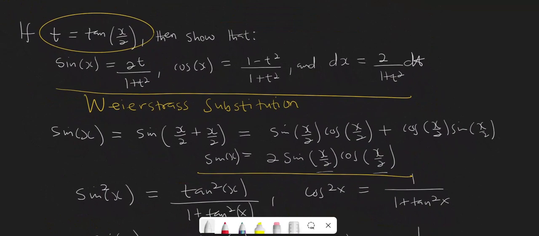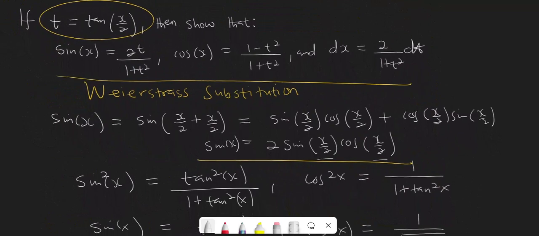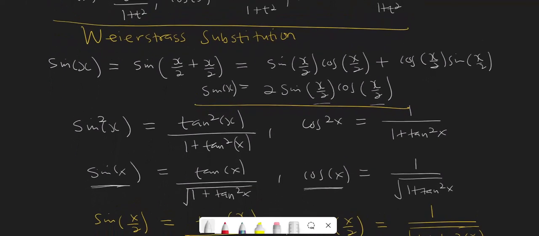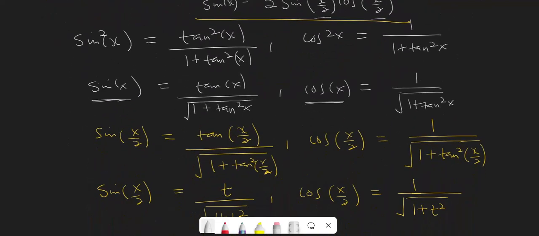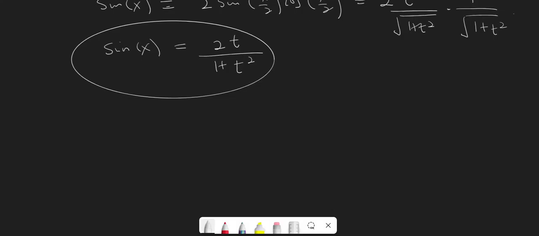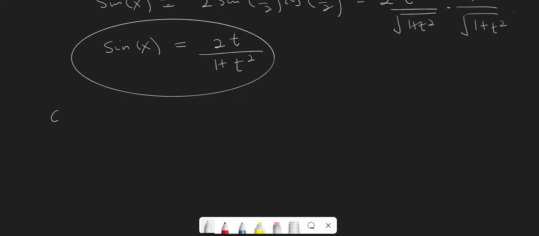That is 2t over 1 plus t squared. That is sine x. We are there for sine x, but we are not there yet for cosine x. We have to prove what cosine x is in terms of t. So let's do that. So cosine x is equal to, what we did previously, x is x over 2 plus x over 2.